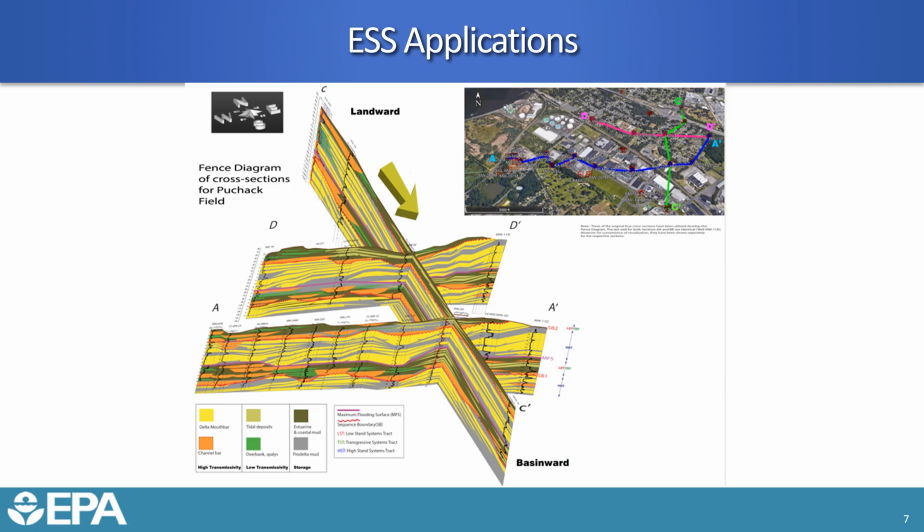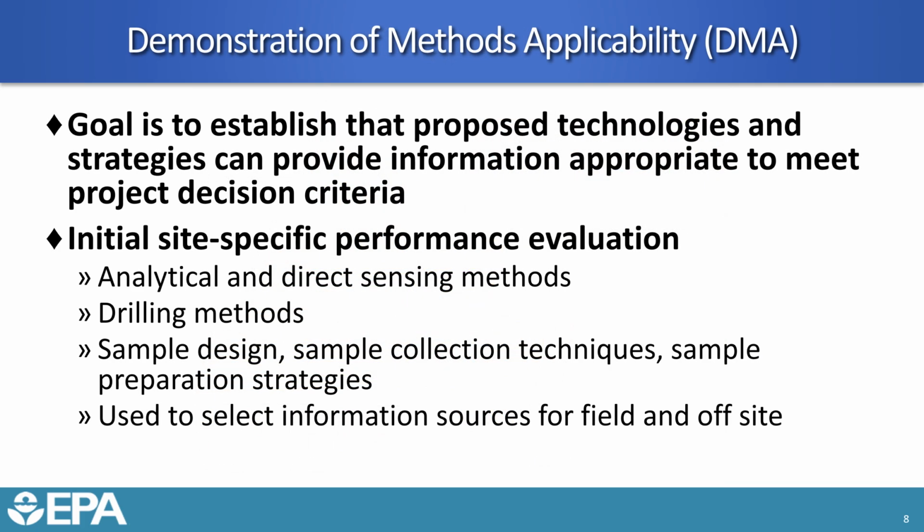So finally, the last improvement to high-resolution site characterization is the demonstrations of method applicability, or DMA. And the goal is to establish that a proposed technology and strategy can provide information that's appropriate to meet the project decision criteria, whether that criteria is to do further investigation, to make a decision, or to meet some sort of project needs, to be able to say that that technology or method can be used on a large scale.